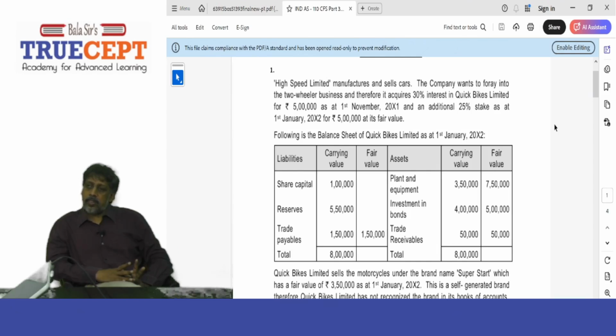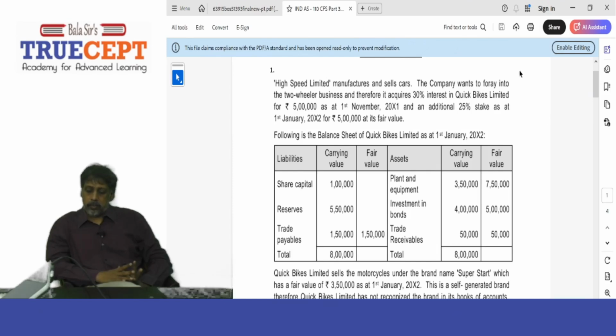What is the first item? Share capital. How much? 1 lakh. Of that 1 lakh, I am holding 55% and Venkat is holding 45%. That's the amount, rupees 1 lakh, right? Next. Total is 8 lakh rupees.